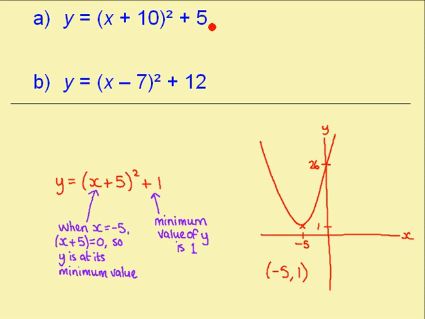Now, here are two equations in completed square form for you. What I'd like you to do is write down the coordinates of the turning point of each of these two graphs. Press pause and have a go. When you're ready, press play. So for this one, the x-coordinate will be minus 10, and the y-coordinate will be 5. And for this one, the x-coordinate will be 7, and the y-coordinate will be 12.